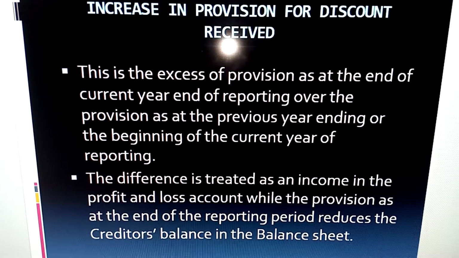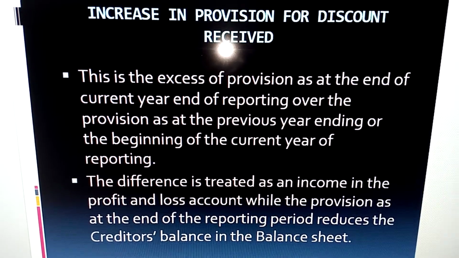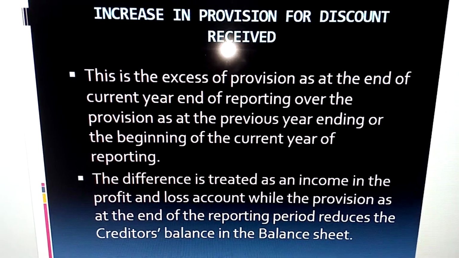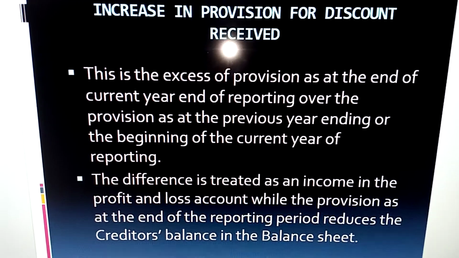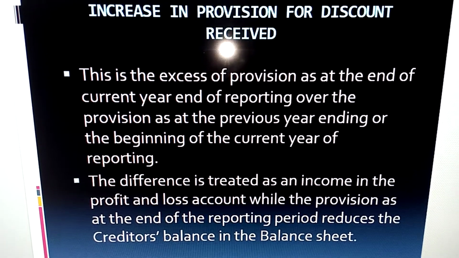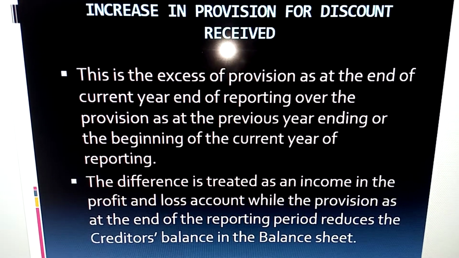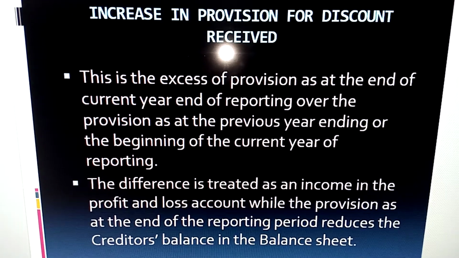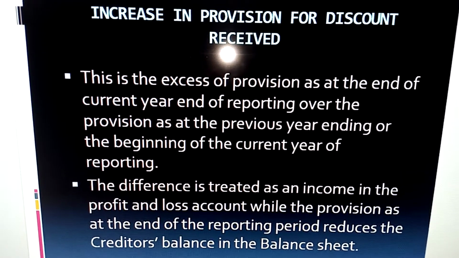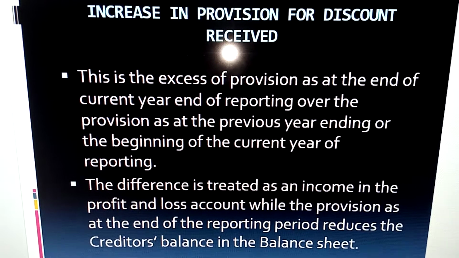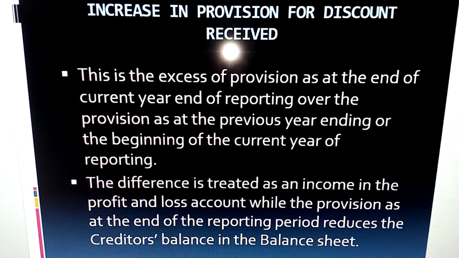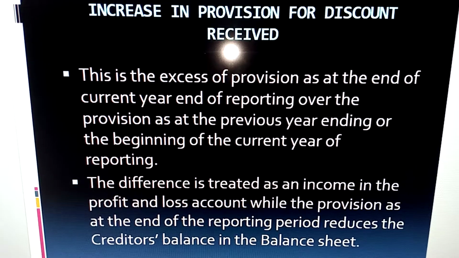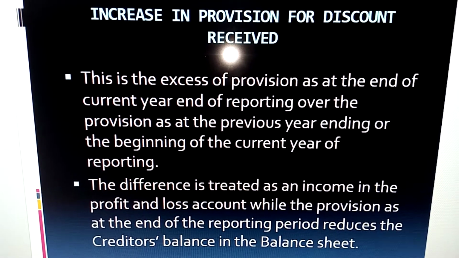In the same vein, provision for discount received can also increase or decrease. We have already established that the issue of increase or decrease is a function of opening provision and closing provision. So where there is an excess of the provision at the end of the current year over the provision at the previous year ending, or beginning of the current year, there's an increase in provision. Now, for an increase in provision for discount received, the difference is treated as an income in the profit and loss account, while the provision as at the end of the reporting period reduces the creditors balance in the balance sheet.